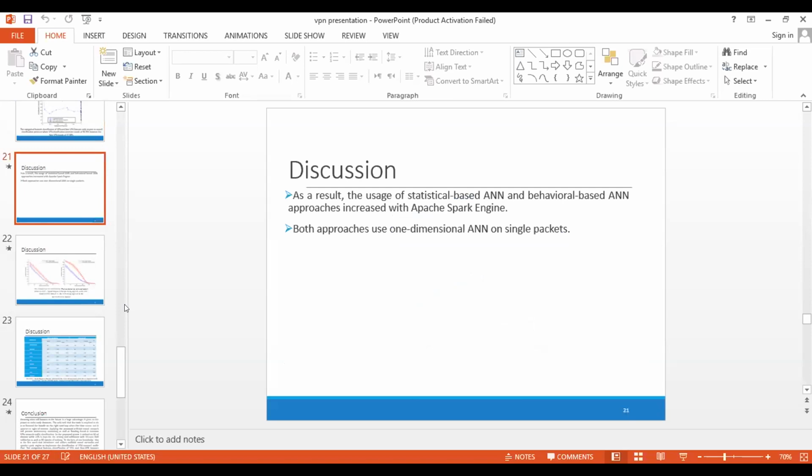In the discussion, we have two main approaches, which are statistical based ANN and behavioral based ANN. And both approaches use one-dimensional ANN on a single packet.